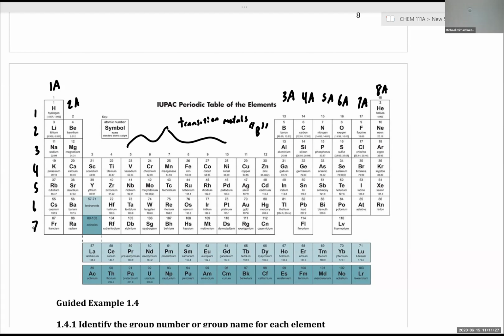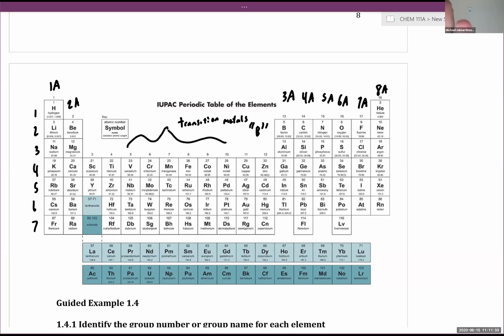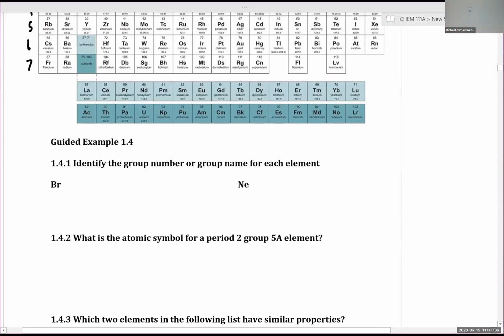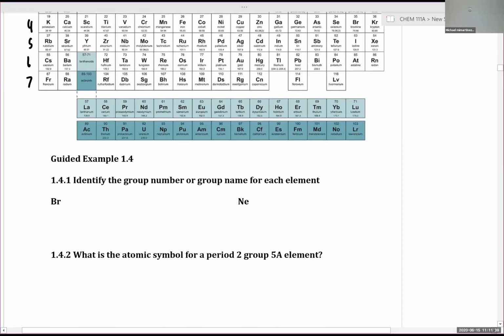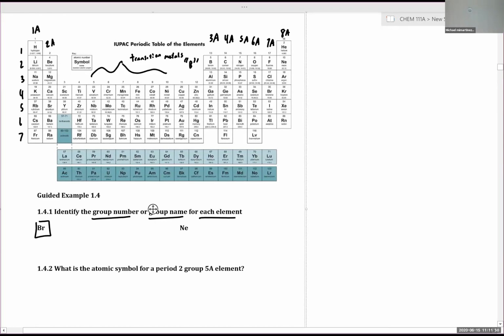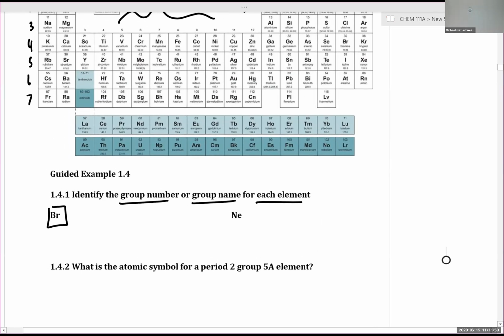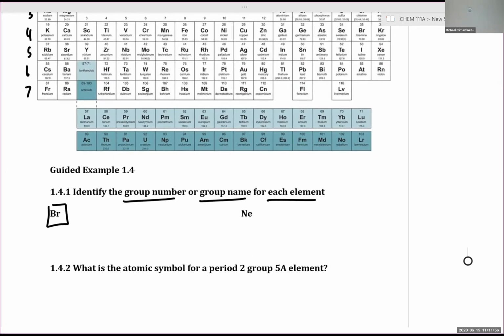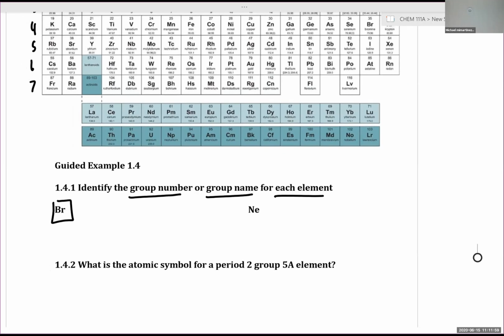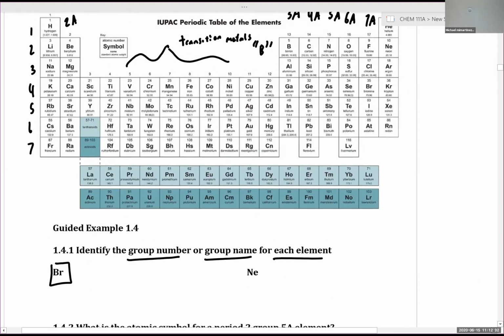Okay, so now that we have our periodic table numbered, let's now go and try to answer these questions. So in this first guided example, we want to identify the group number and group name for each element. So let's look at Br, otherwise known as bromine. Looking at Br for bromine, if we look at our periodic table, what group number is bromine?